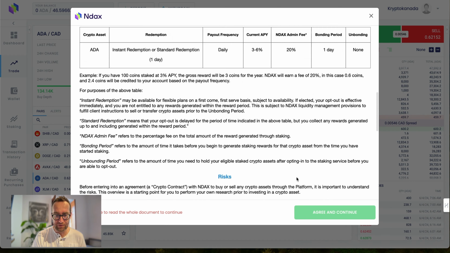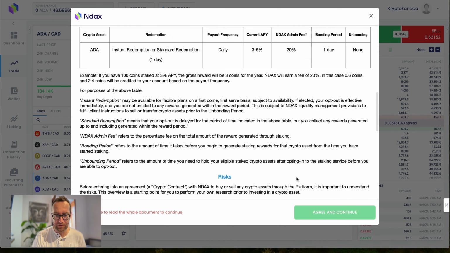And if you've ever staked before, it can be a complicated process. Each coin, each token is going to be a little bit different, and they're going to have different rules and criteria for how that is done. And in a lot of cases, you're going to have to select your own pool.